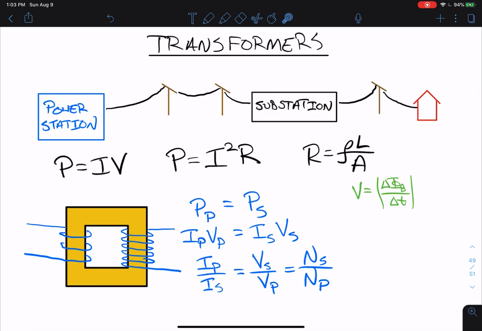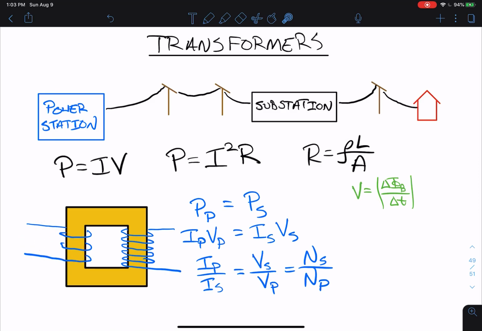For those, the primary will have more coils than the secondary, more loops. So this, for example, would be the primary, and this would be the secondary in a step-down. And so now the ratio of the voltages is less than 1. That means the primary voltage is higher than the secondary voltage. So this voltage is lower than this one. And that also means that since this ratio has to be less than 1, the current in the secondary is higher than the current in the primary. So this one is going to have a higher current.